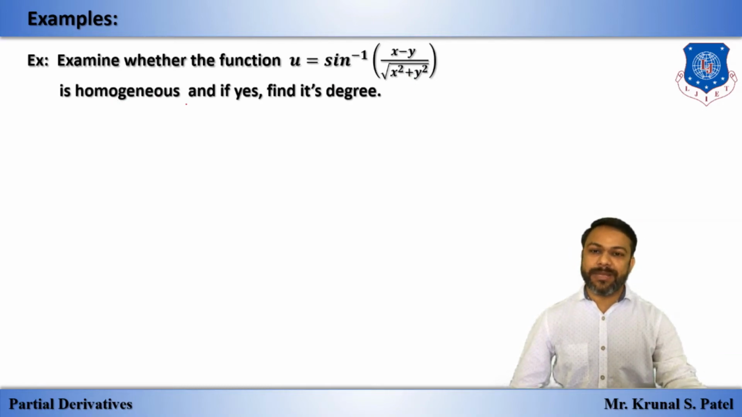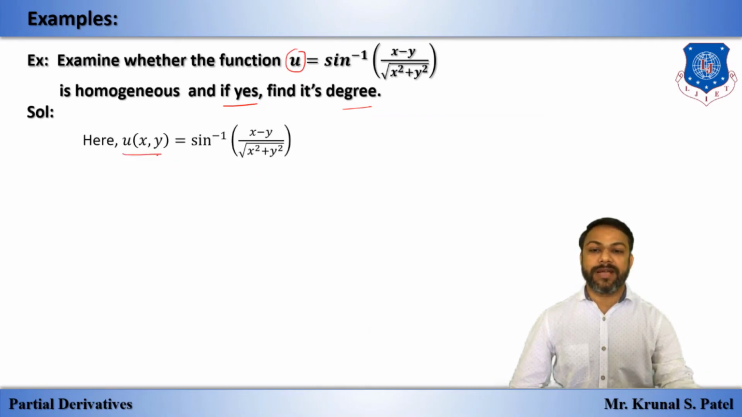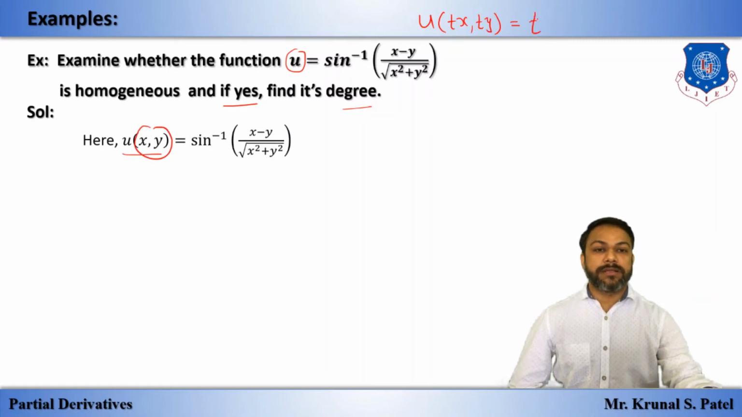First we will examine, and if yes it is homogeneous, then we will find the degree. So let's start with the solution. As I told, every time we will write this u as u of x comma y, so we can put tx and ty, and we can see this concept in the proper format. That's why I am writing this x comma y. And this is the definition for homogeneous function which we are using.